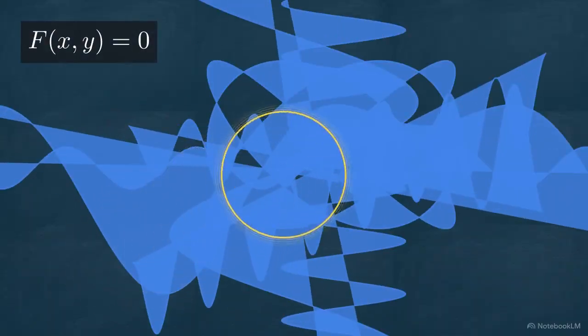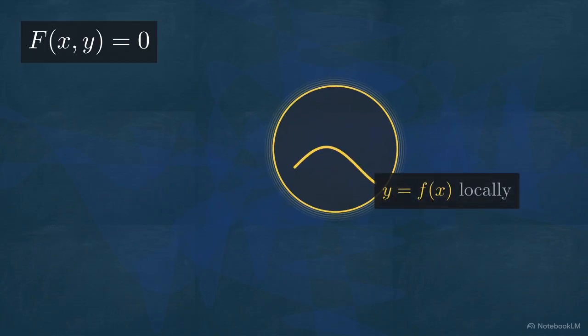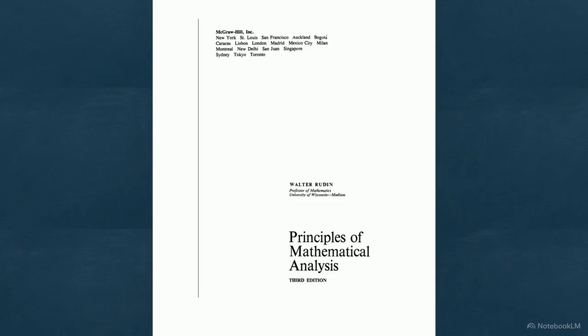We need a tool that looks at the localized geometry of the equation to prove that a solution is hiding in there, even if we can't write it down. The formal derivation for this tool appears in Walter Rudin's Principles of Mathematical Analysis. This text is the rigorous baseline for modern university mathematics.